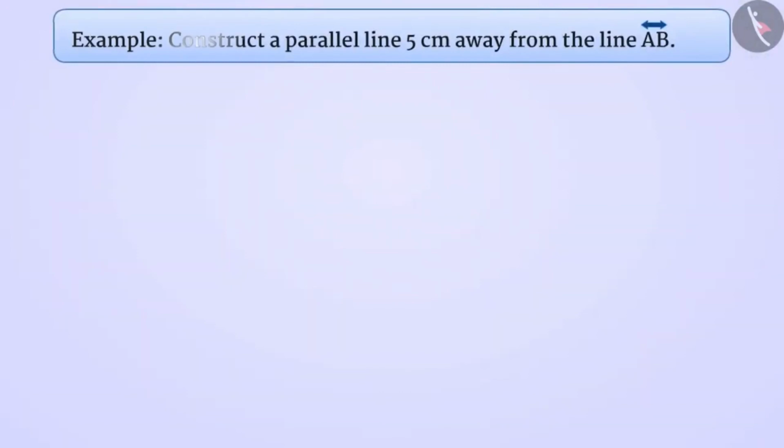Construct a line parallel to line AB at a distance of 5 cm. Here, we have to construct a line parallel to AB at a distance of 5 cm. Can you tell us how can we do that? Think for a while.